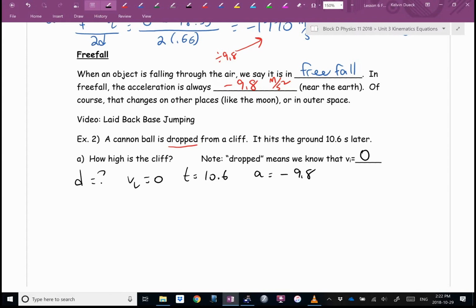Here, though, which equation? Jackson said D equals VI times T plus 1 over 2 AT squared. He's correct, but why did he waste my time? What's VI? So if I was really lazy, could I just write this? D equals AT squared over 2? A half AT squared.